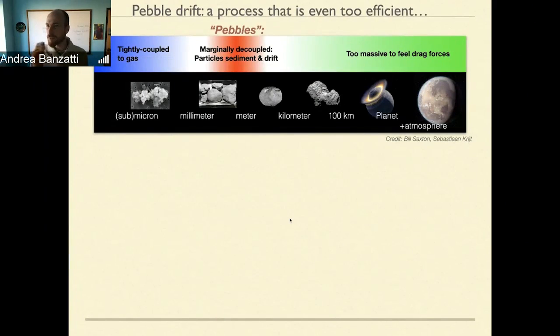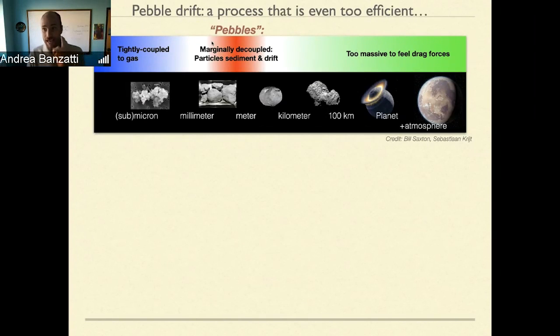Pebbles. What are pebbles? Pebbles is a term that has been used more and more recently to identify a regime of aerodynamic gas coupling between solids and gas in disks. Okay? So pebbles are those solids that are not so small to be completely coupled to the gas and not so large to be completely uncoupled. They live in an intermediate region where they are partially coupled, and so they feel this aerodynamic gas drag that would drift them in from the outer disk all the way to the inner disk.